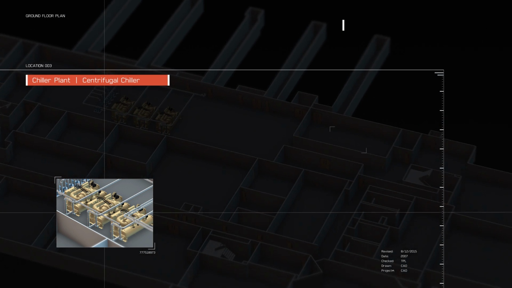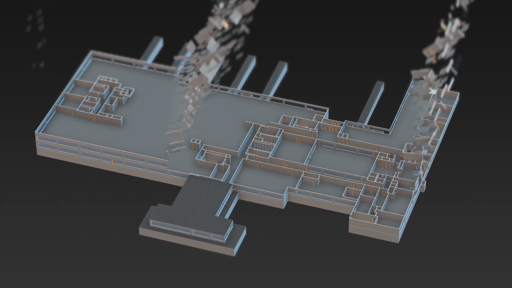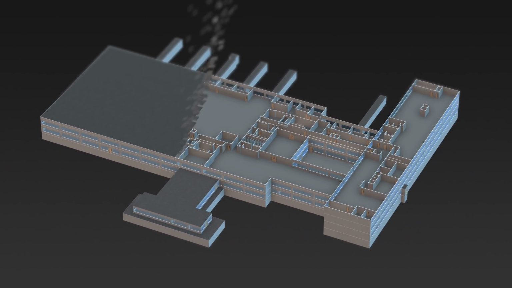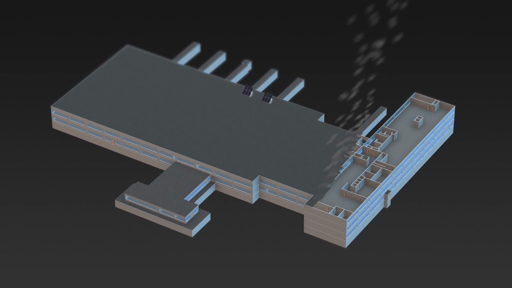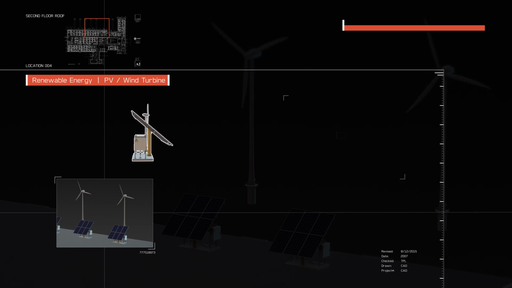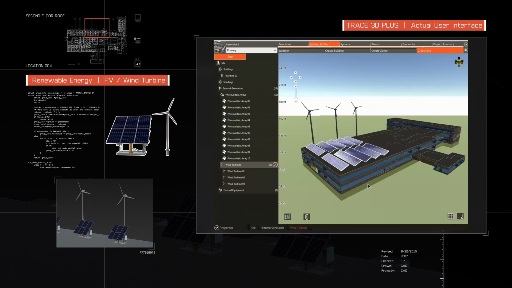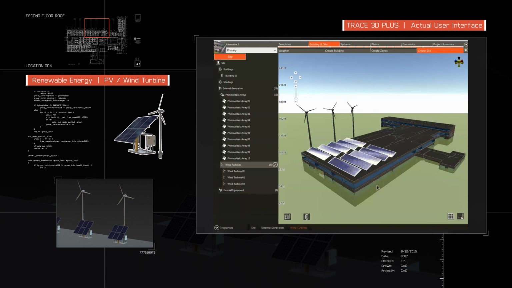Trace 3D Plus gives you enhanced model accuracy because it was built on the globally respected Energy Plus platform. The new and enhanced modeling capabilities in Trace 3D Plus include renewable energy features, schematically configurable systems, and more flexible control options.